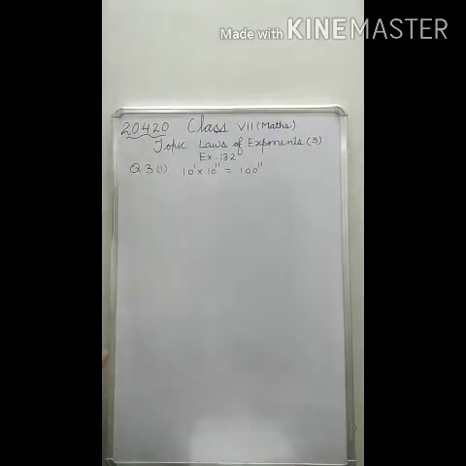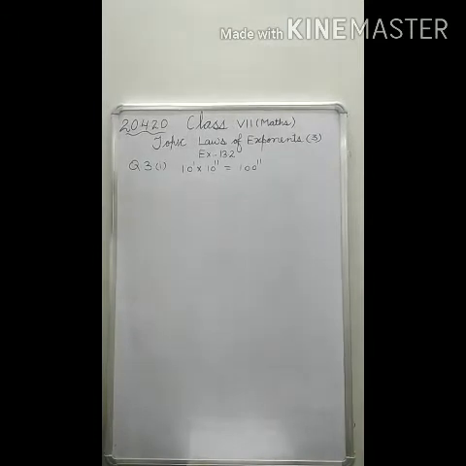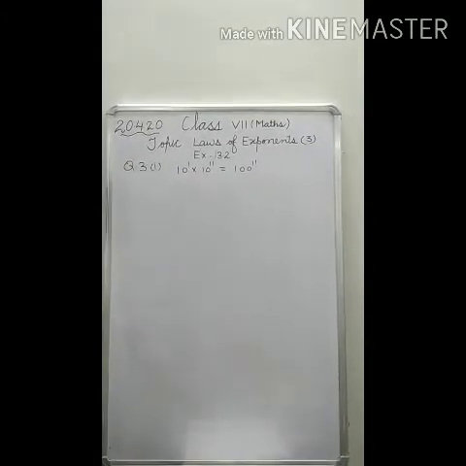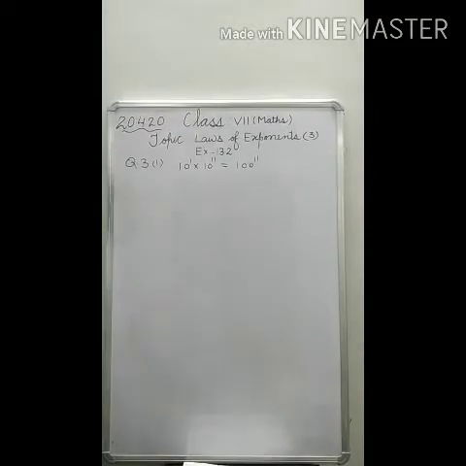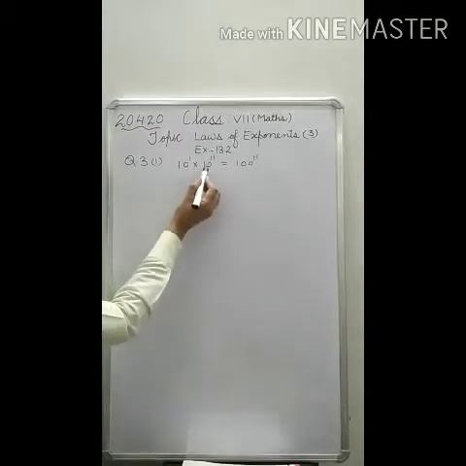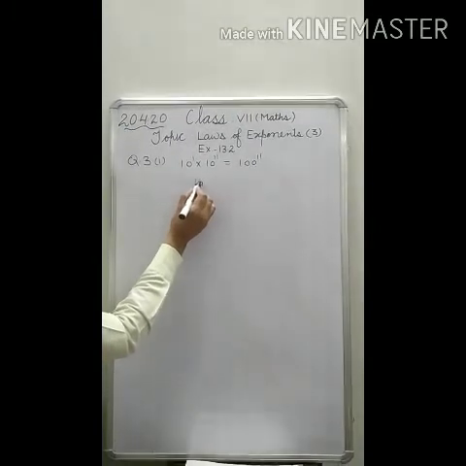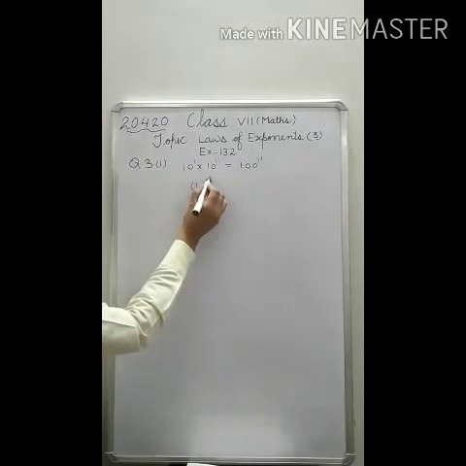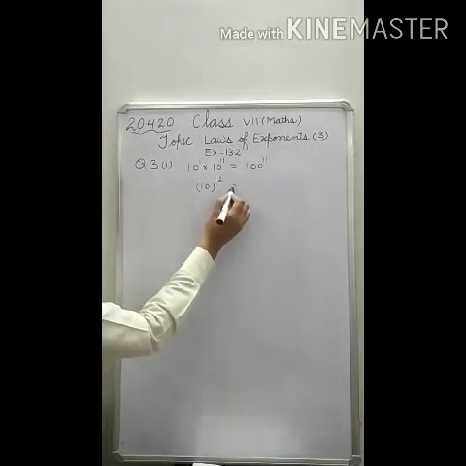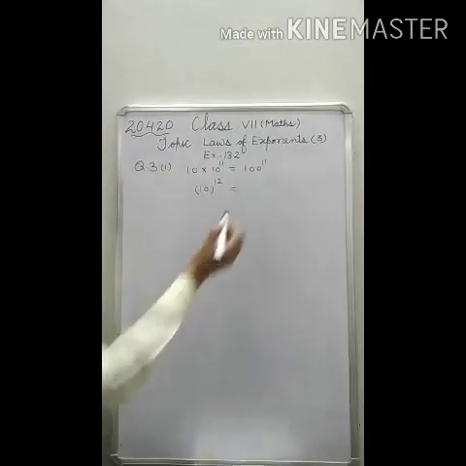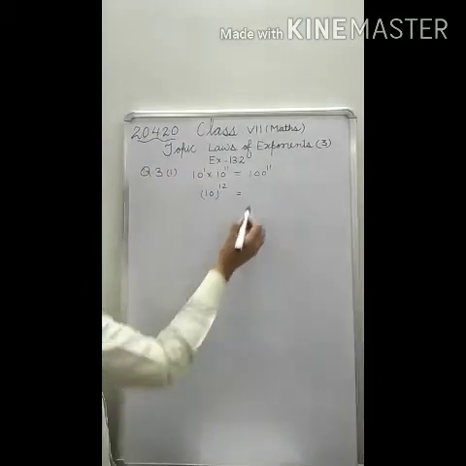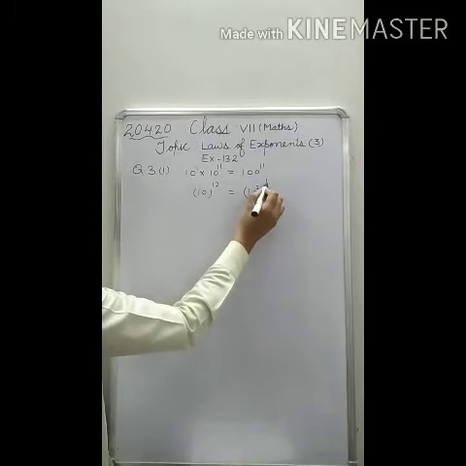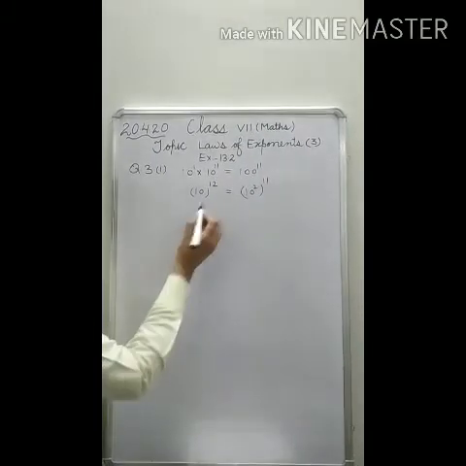So we will apply the identity x raised to the power m into x raised to the power n is equal to x raised to the power m plus n. It means our base will remain the same and the powers will be added. Here 1 plus 11 will be 12. Now solve the right hand side. Here this 100 can be written as 10 raised to the power 2, and the whole raised to the power 11. Now just solve it further.